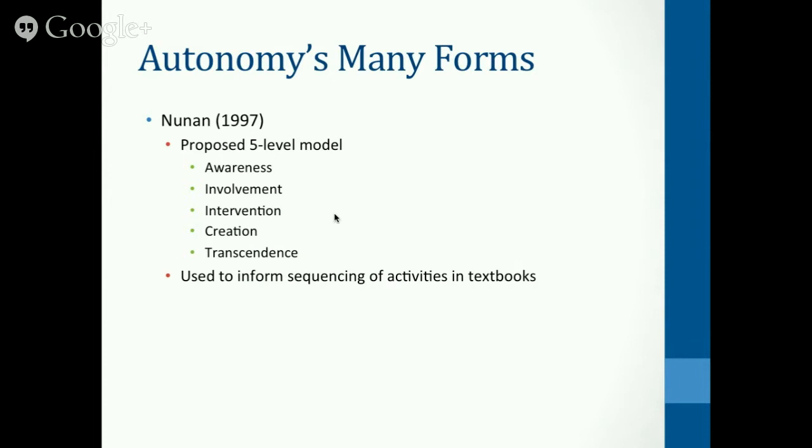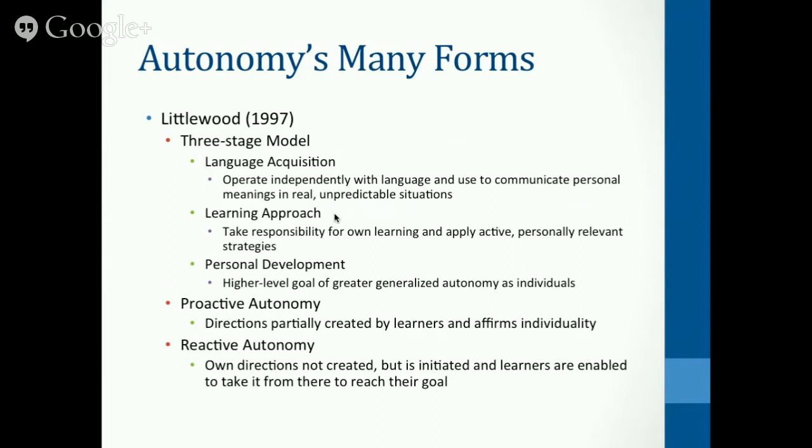It basically involves a lot of the same things that we've looked at in terms of motivation theory up to this point: promoting awareness of being able to see what needs to be done, making sure that you're involved with the task, and intervening with yourself, checking in with yourself, making sure that you're on the right path. Then creation and transcendence, which we haven't really talked about, is where you become a fully autonomous learner on your own in those two steps.